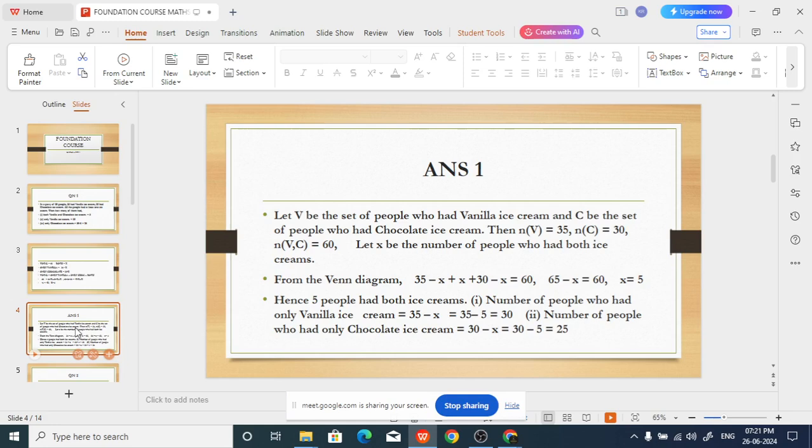Let V be the set of people who had vanilla ice cream, and C be the set of the people who had chocolate ice cream. Then n(V) is equal to 35.